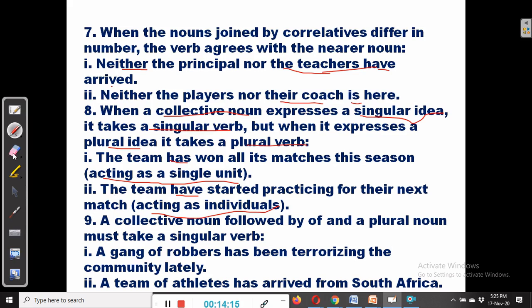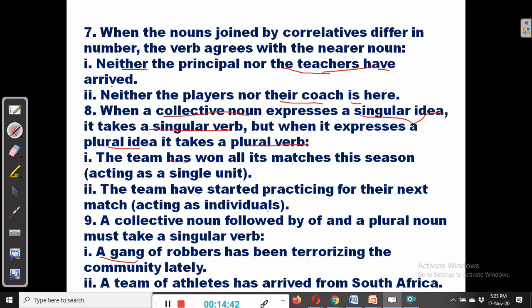Then number 9, let's try to avoid confusing one with the other. Number 9, a collective noun followed by of and a plural noun must take a singular verb. Alright? Example, a gang of robbers has been terrorizing the community lately.